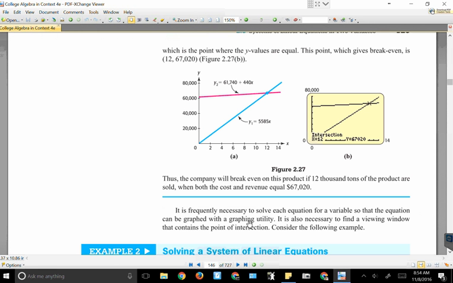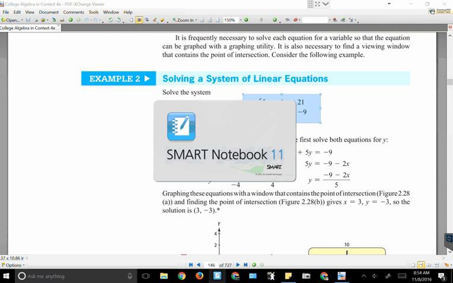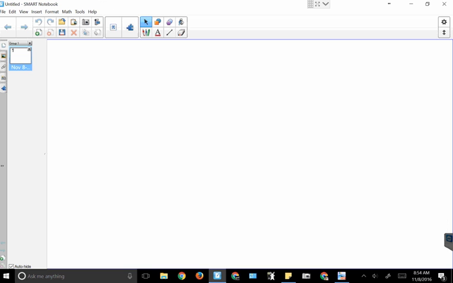Now, granted, we can take the graphing calculator, we can have it do it for us, but you don't always have a graphing calculator. So what we're going to do is take a look at how we go through and solve a system of linear equations. So, there we go.